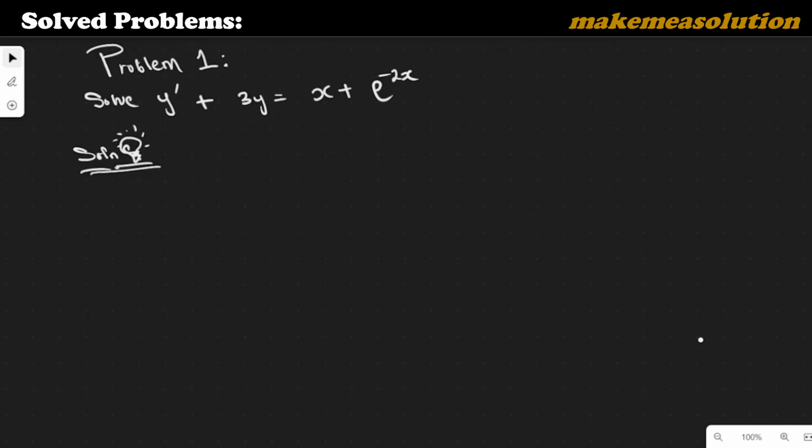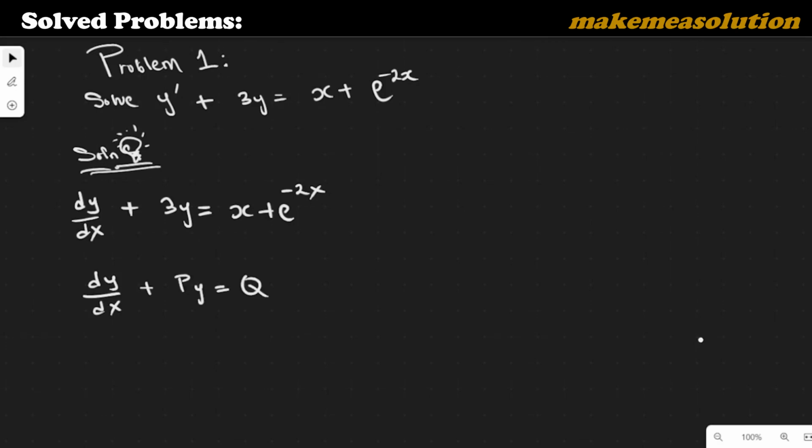So clearly you are seeing a dy dx, which is still the same thing as y prime, plus 3y is equal to x plus exponential minus 2x. So you can see that this conforms to the general approach for expressing linear first order differential equations, where our p is equal to 3, a constant, and our q is equal to x plus exponential minus 2x.